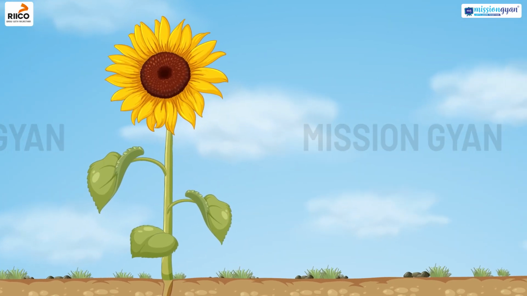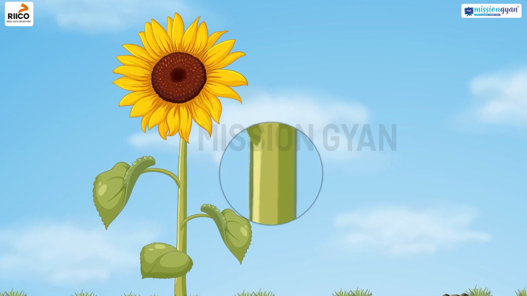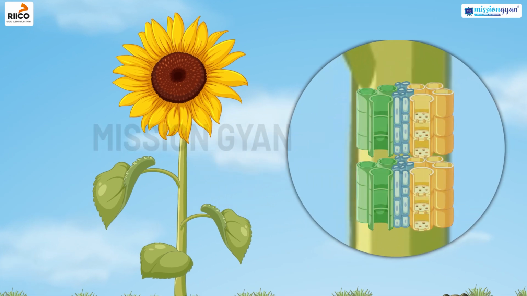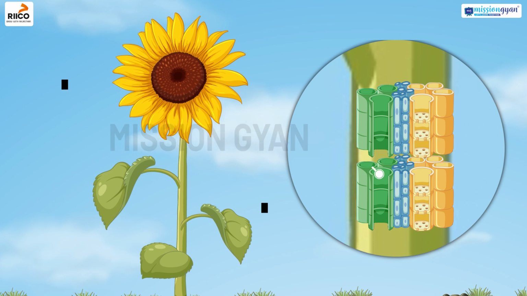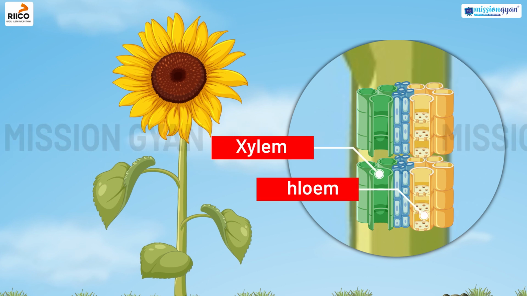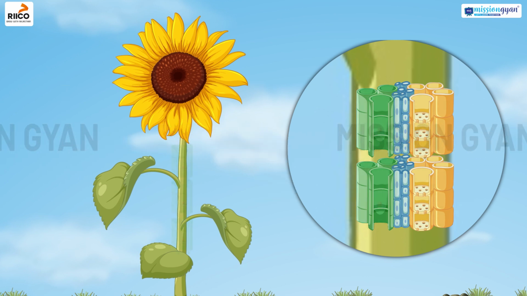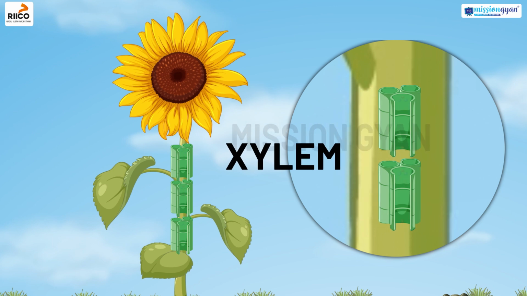Plants have a specialized system of tissues to transport essential substances from one part of their body to another. For this role, plants have xylem and phloem. Let us talk about xylem first.